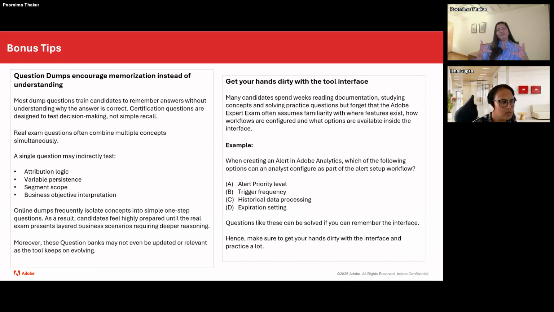So you need to be familiar with the interface, the drop downs, the options when you're setting alerts, when you're looking at anomalies, the different panels, contribution IQ, contribution analysis, attribution IQ. Be familiar with these things so that if a question is asked, it's mapped right in your mind.